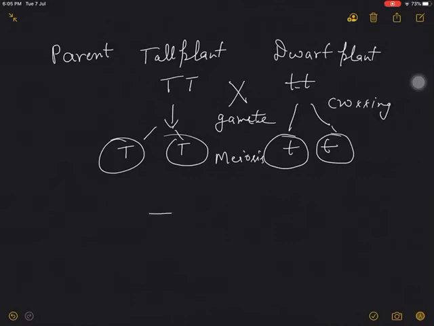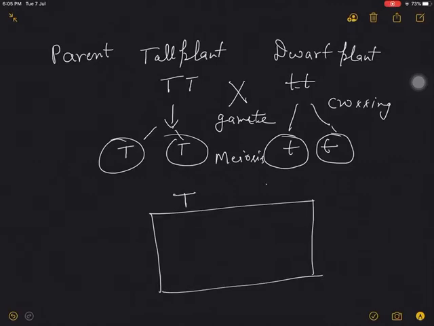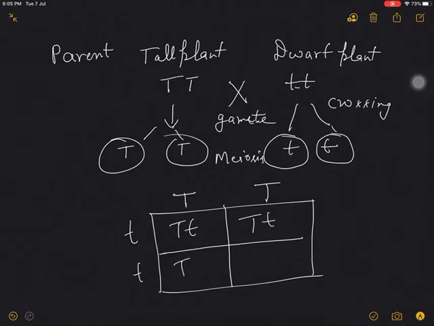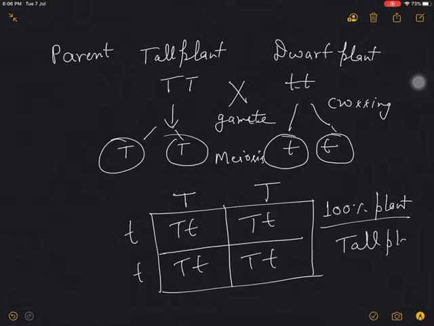So in F1 generation, how you have to represent? You make checkerboard. On the top you have to write gamete for the first parent. On the left hand side you have to write second parent gamete's nature. Now there are 4 possibilities of the crossing for the formation of zygote, that is capital T small t, capital T small t, capital T small t, capital T small t. So 100% plant we get, that is tall plant.